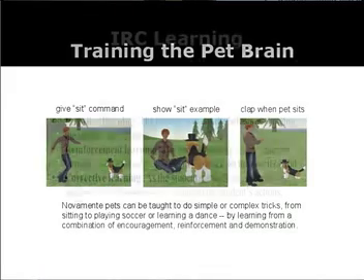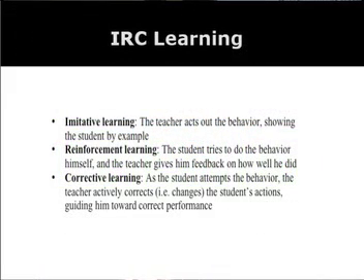So we're looking at three kinds of learning here. Imitative learning, where the teacher acts out a behavior, showing the student, in this case a dog, by example. Reinforcement learning, which is more like how dogs are normally trained, using clicker training and so forth. The dog does something and you reward it. Generally positive reinforcement works better than negative, but you can give both.